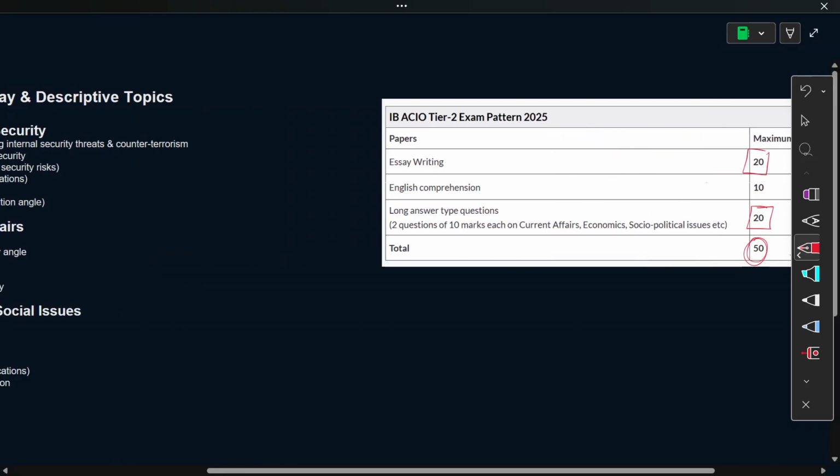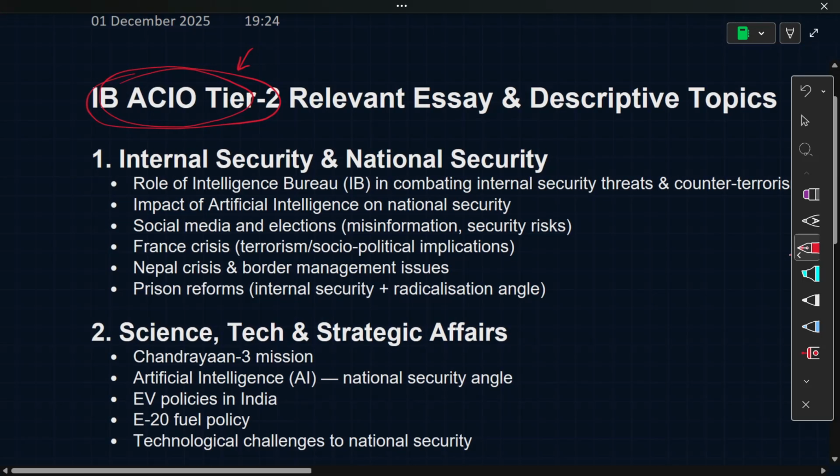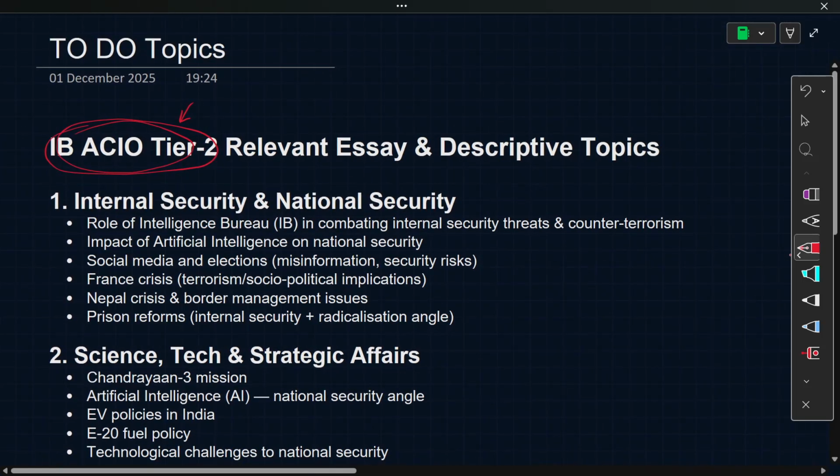Let us look at how we're going to proceed and how I can help you in preparing for the IB ACIO Tier 2 examination and also in getting better at writing answers in general. Starting off, we'll particularly focus on the IB ACIO Tier 2 examination, and eventually we'll switch our focus to general UPSC mains preparation. I believe that will be a good enough plan.